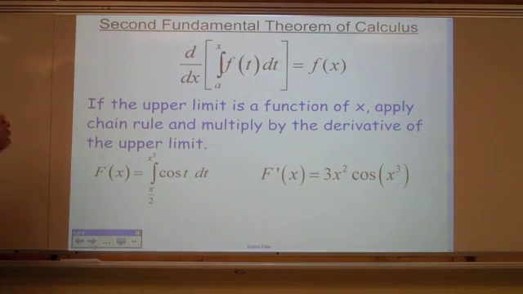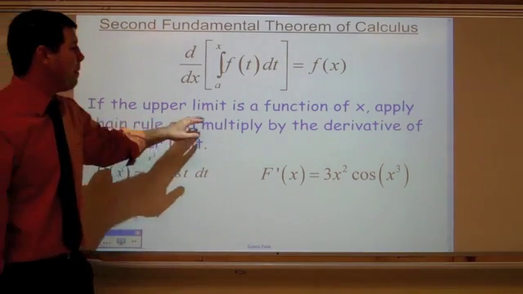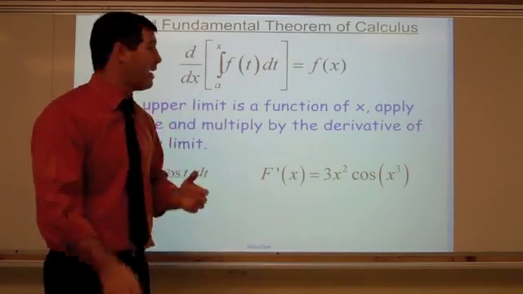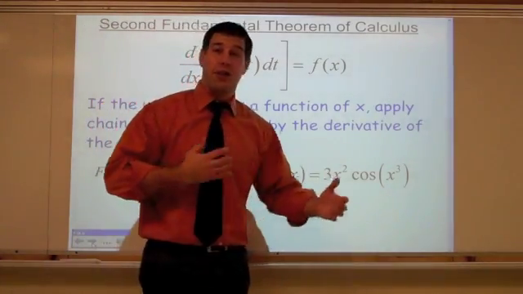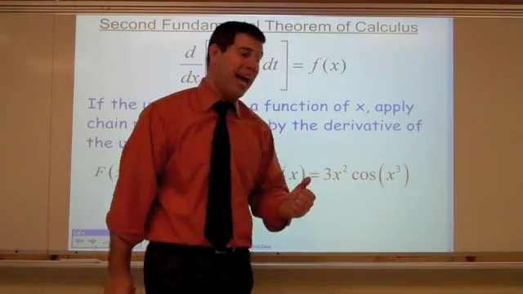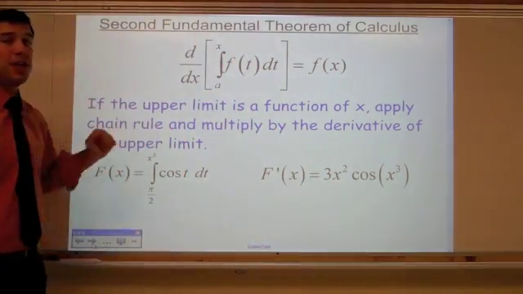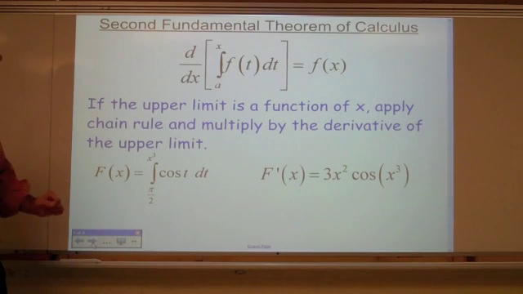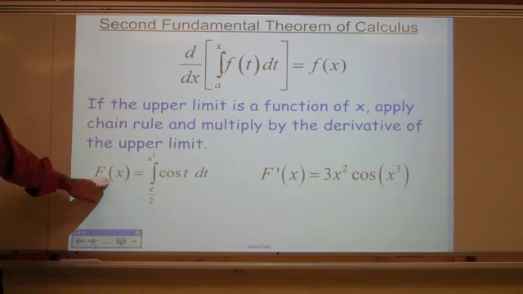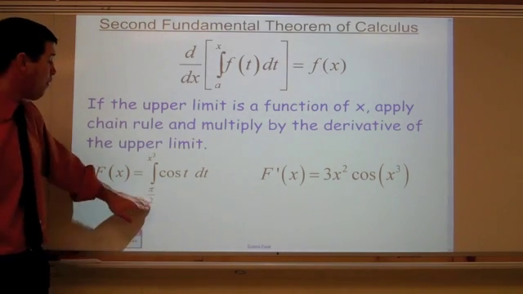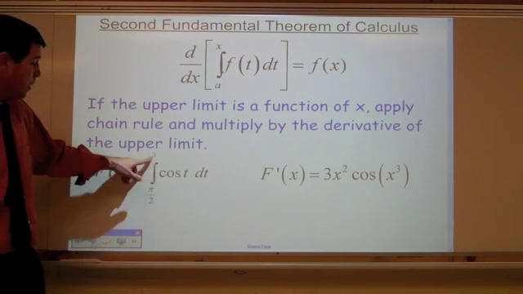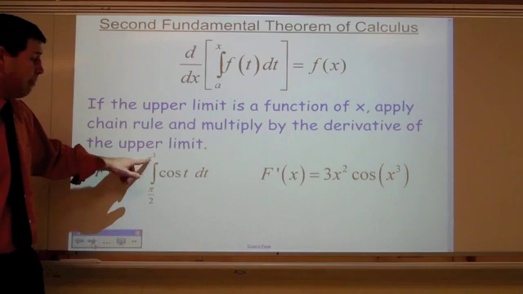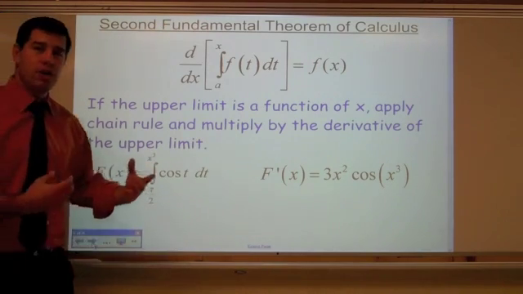Now what you want to do is you want to be careful. If the upper limit is a function of x, it's not just x, it's x squared or 5x to the 5th or tan of x or any other function of x, you want to apply the chain rule when you use the second fundamental theorem. So if capital F of x equals the integral from pi over 2 to x cubed, from some constant to some expression in x, some function of x, well, you're still going to do the same thing.